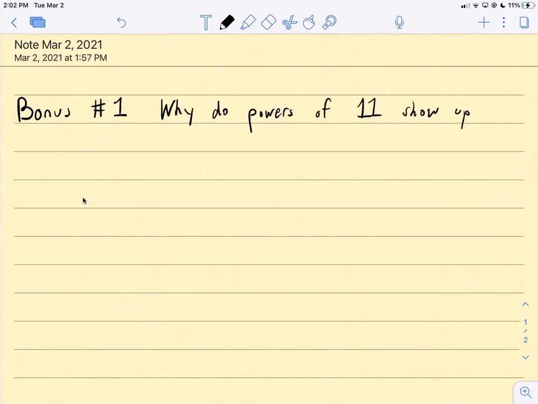Okay, so this was one of the bonus questions. Bonus number 1. It was, why do powers of 11 show up in Pascal's triangle?